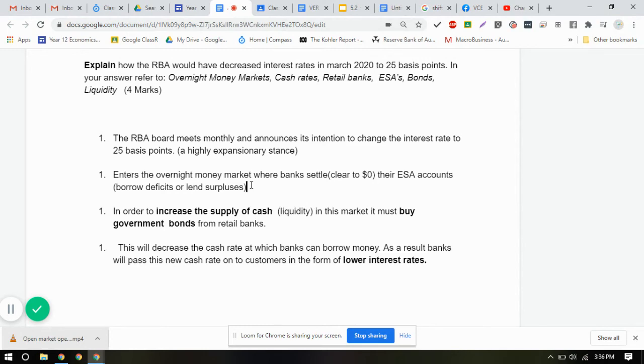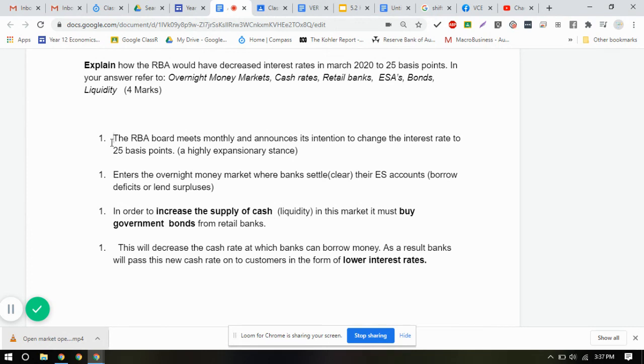Then they enter the overnight money market where banks clear. It says clear to zero. I think I did this in class. They don't have to clear to zero, actually. To clear their ESA, and again, I've made that same mistake, their ES accounts, they either borrow the deficit or they lend their surpluses to the market. In order to increase the supply of cash, for your third mark, in this market, the RBA must buy government bonds from retail banks. Okay, so we've really started to hit all the key points up the top here.